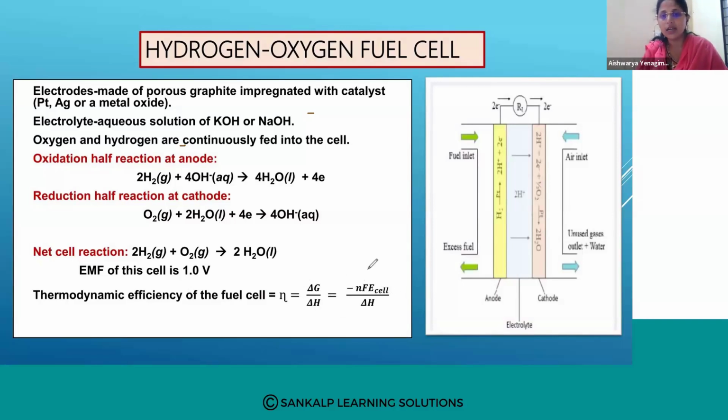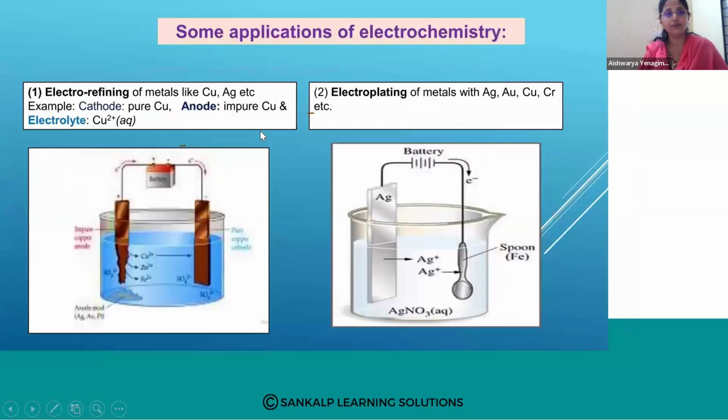So delta G now we can write it like this, minus nFE cell, where n is number of electrons, then F is Faraday's constant 96,500 or 96487 coulombs. Then E cell means what? It is the cell potential. Efficiency is delta G divided by delta H, enthalpy change, correct? So this is about hydrogen oxygen fuel cell.